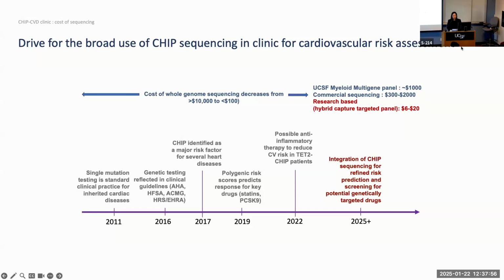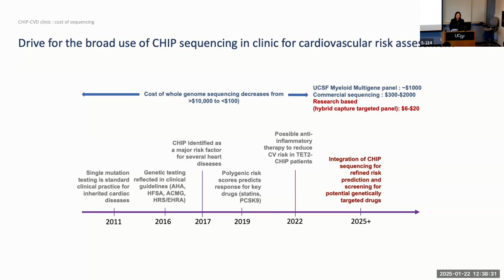We now have very low cost and very effective sequencing options, including one that we're pursuing out of Vanderbilt that can provide CHIP sequencing using a hybrid capture targeted panel. The cost is about $6 per sample, and it can vary up to about $20 depending on the preparation of your DNA. So we're really looking at very cost-effective sequencing options in the future, and these research-based tests are really just a step away from developing into clinical-based testing as well.